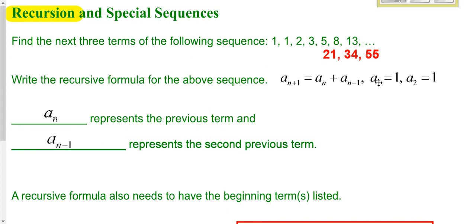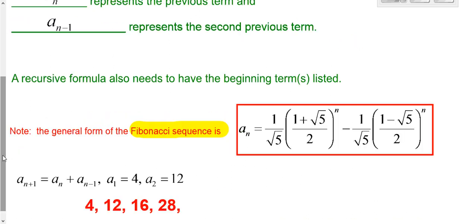So you need to state your first term, and since we're using two terms to get to the next one, you need to state your second term. If you did not state where you were starting, you would not know what sequence you would get. So you must state where you are starting in addition to the rule of what you're doing to get to the next term.